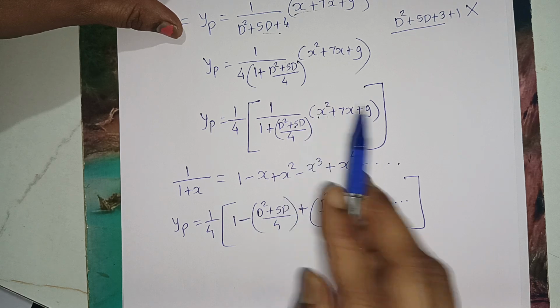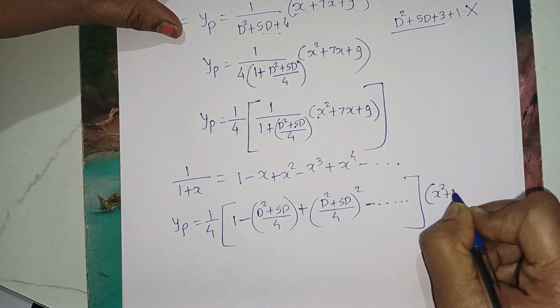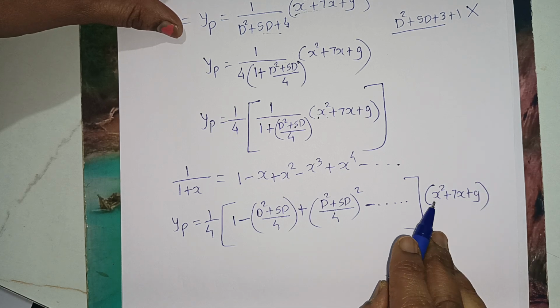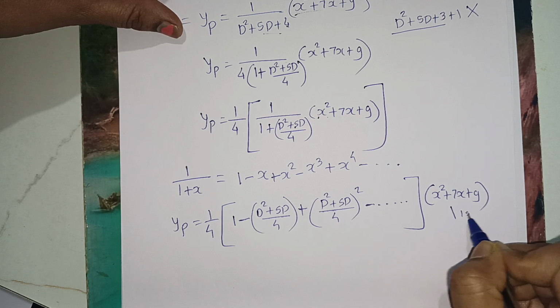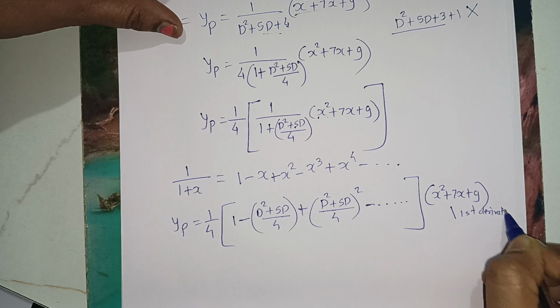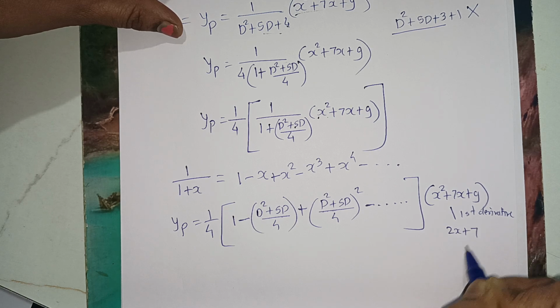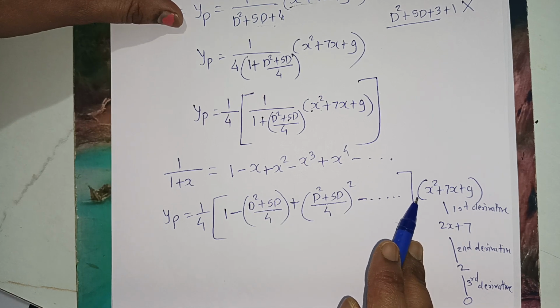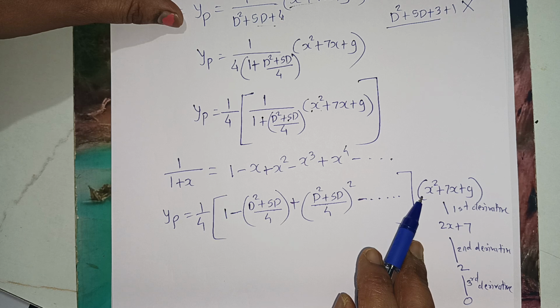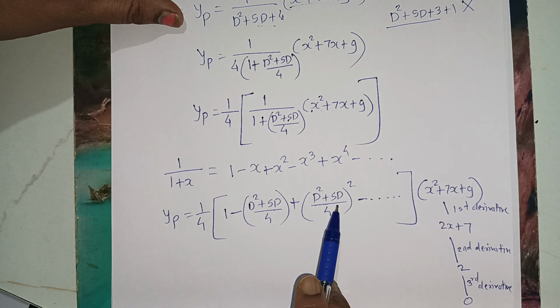Okay, you have a quadratic polynomial on the right hand side. That means the first derivative of a quadratic polynomial, what is it? The first derivative is 2x plus 7. Second derivative is 2, and third derivative is 0. So in general, for any nth degree polynomial, the (n plus 1)th derivative is 0. So we have to take the terms. These are all differential operators.